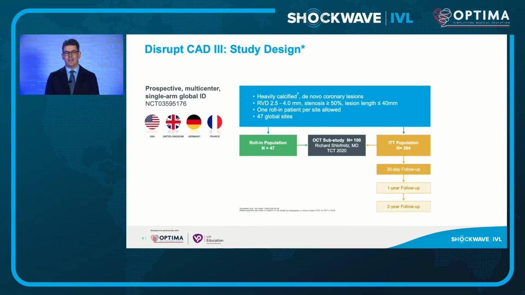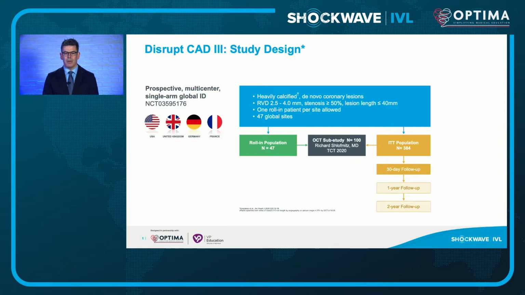Thank you, James. It gives me great pleasure to present the Disrupt CAD3 results. The Disrupt CAD3 study was a prospective, multi-center, single-arm global IDE study carried out in 4 countries. Here's the study design. The target population was heavily calcified de novo coronary lesions with a reference vessel diameter of 2.5 to 4 millimeters with a stenosis of more than 50% with a lesion length of less than 40 millimeters.